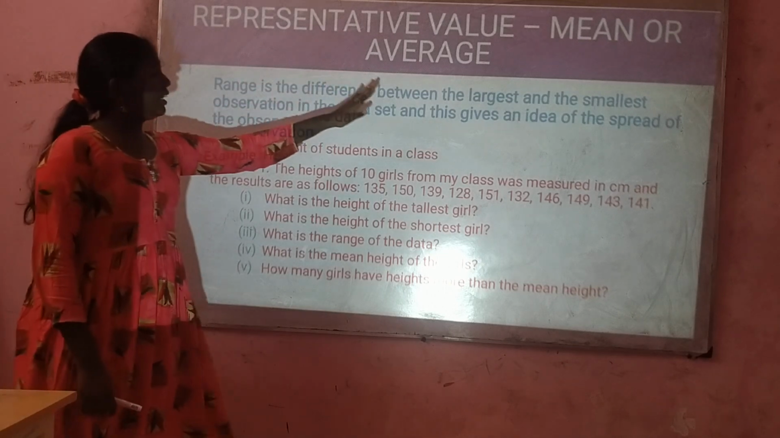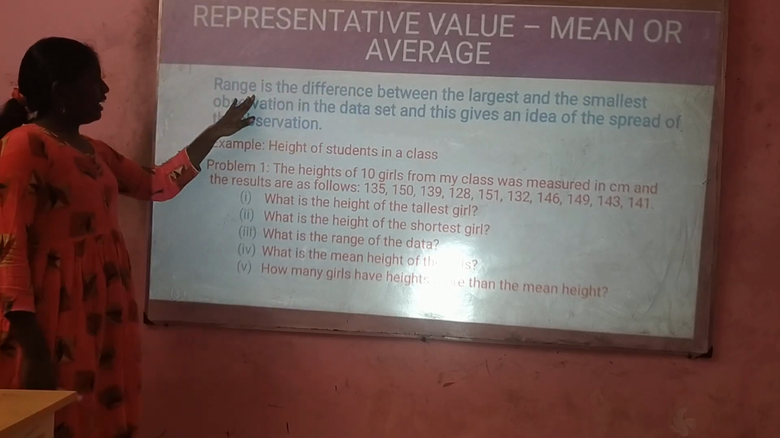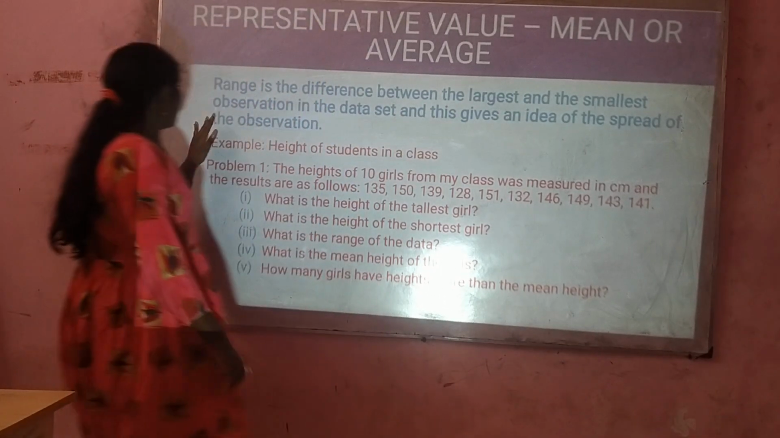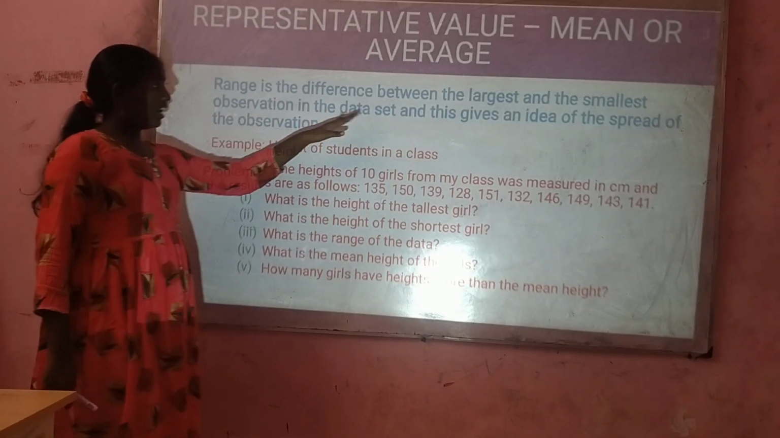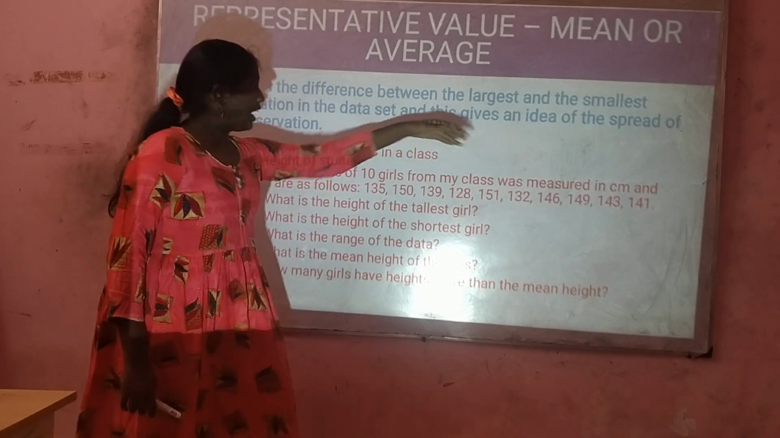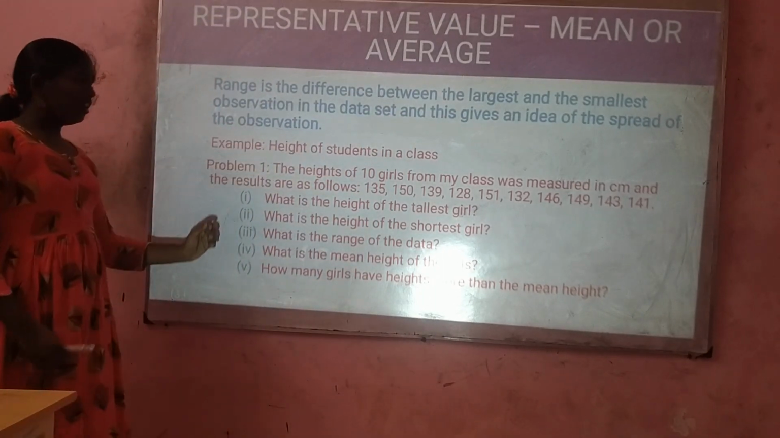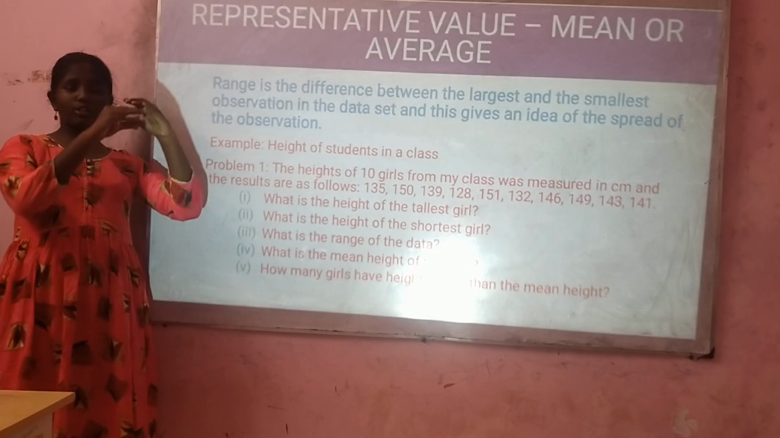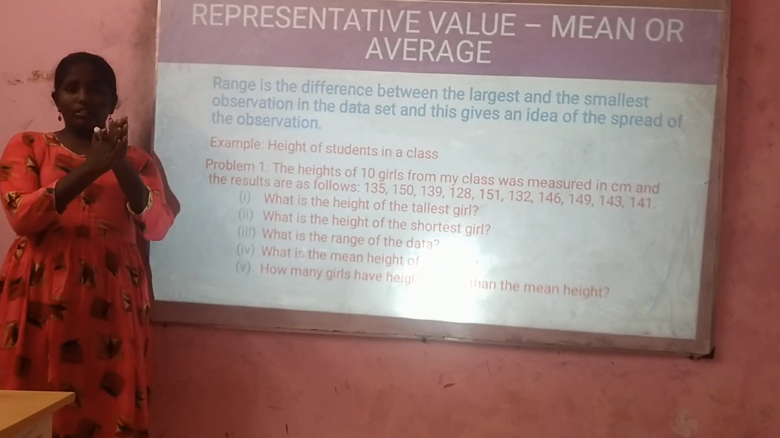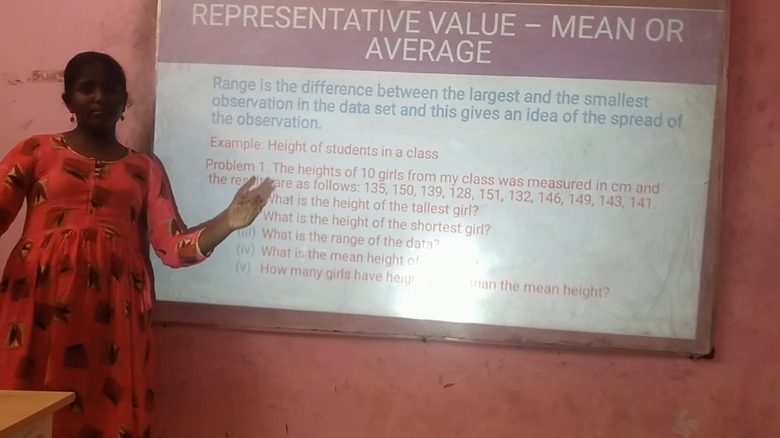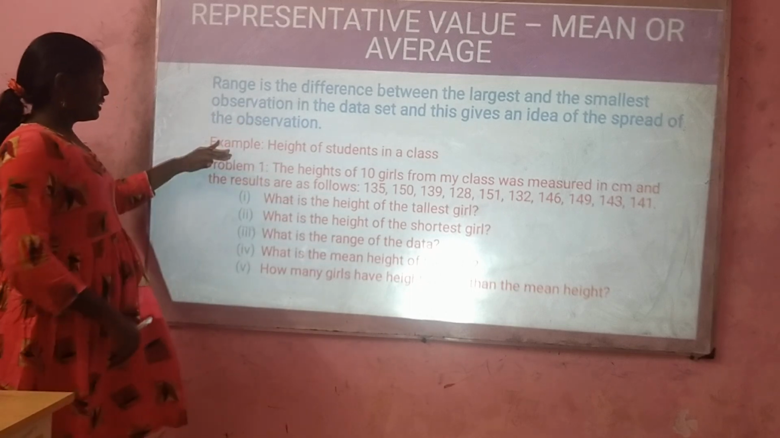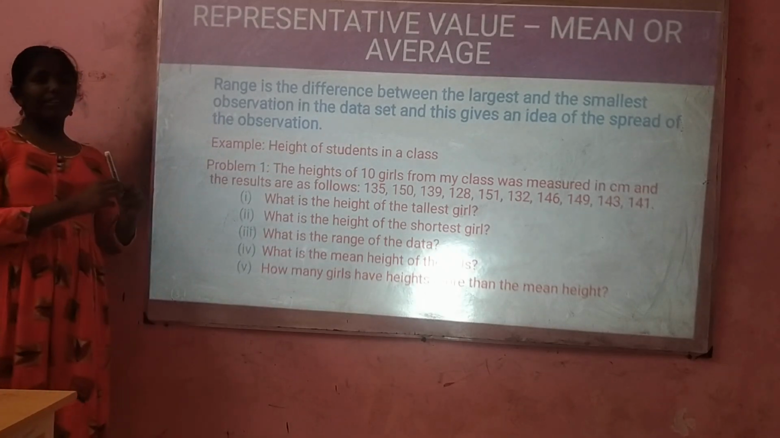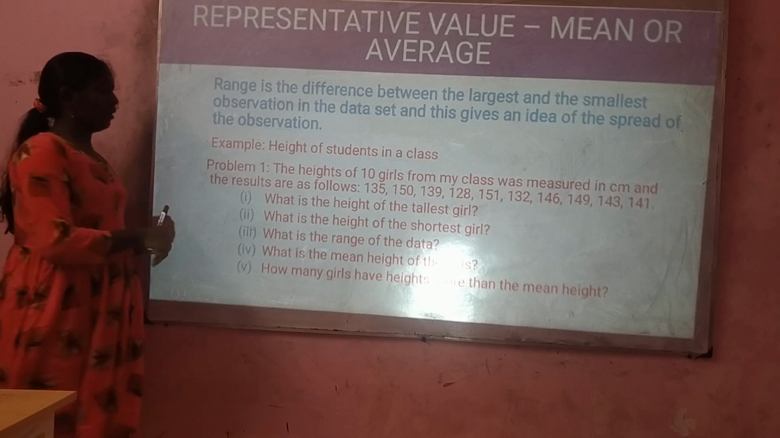Representative value, mean or average. Range is the difference between the largest and the smallest observation in the data set, and this gives an idea of the spread of the observations. So range is basically a number which shows us how the scores are spread. It's much like average. Example, height of students in a class.